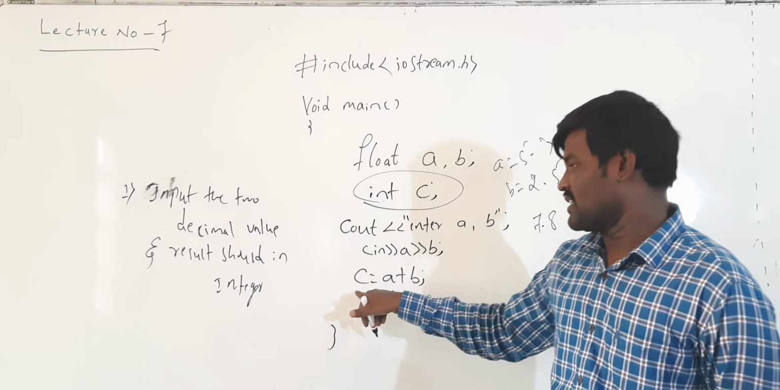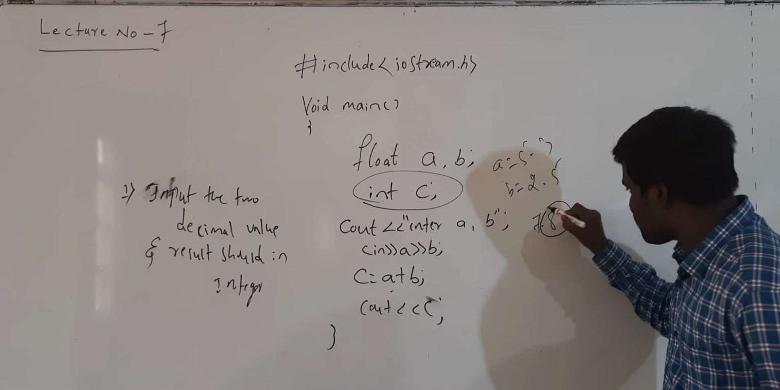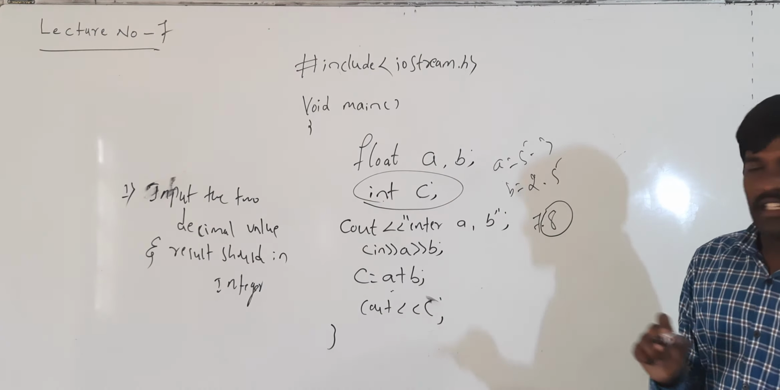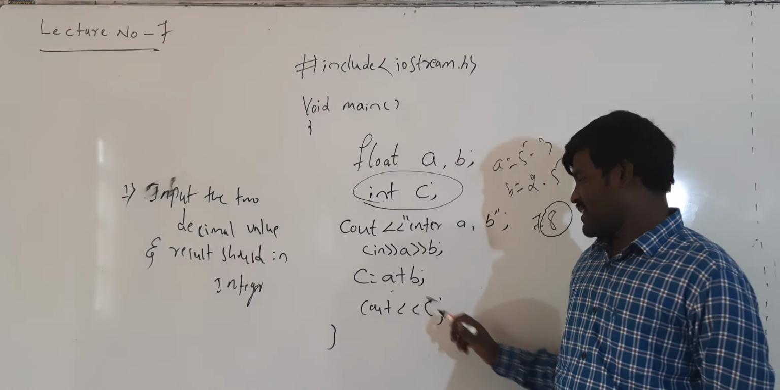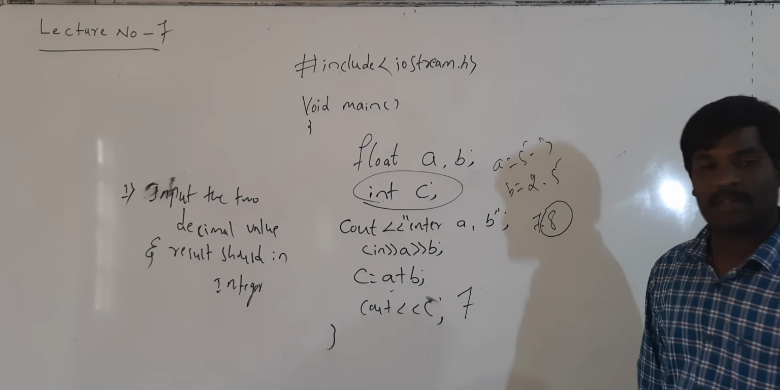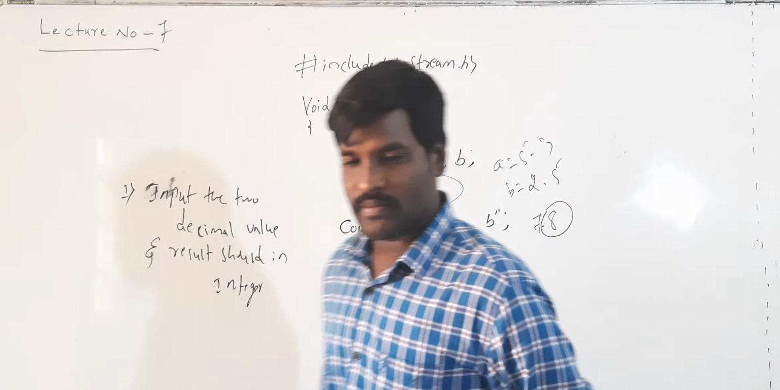So when we declare c as an integer, it will not consider the fractional part, that is 0.8. It will consider only the integer part. So that's why it will print the result as 7. Okay, so this is a different example.